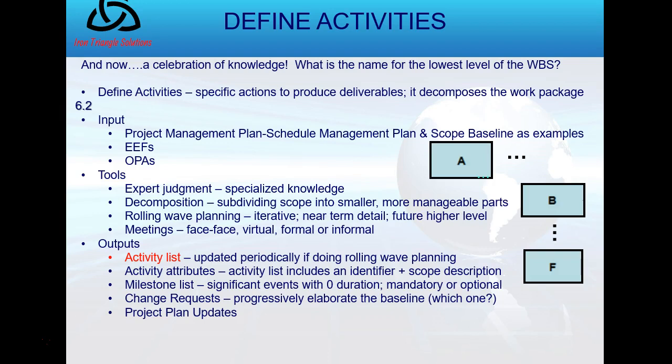Just like in the previous week, the work breakdown structure and the WBS dictionary are always together. Well, so is the activity list and the activity attributes. The attributes become your work breakdown structure for activities. It's all the details that aren't listed in the activity, which is A, B, or C. You will also get a milestone list here as an output, and change requests and project plan updates.